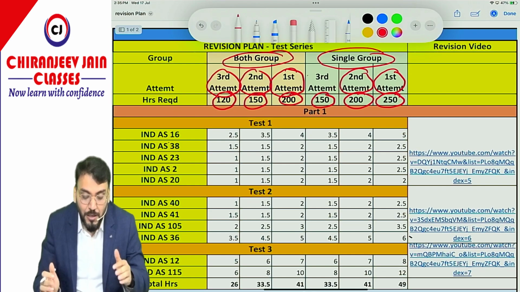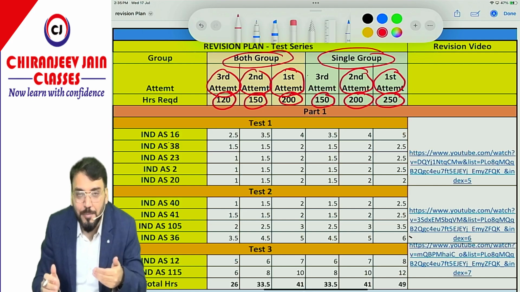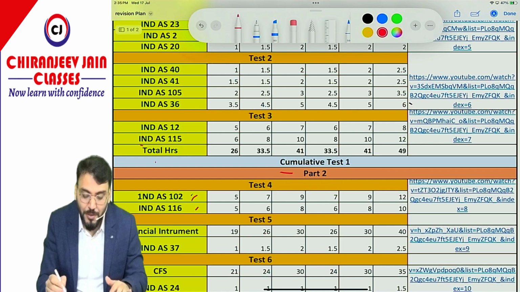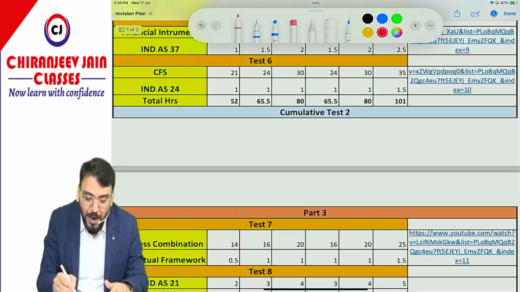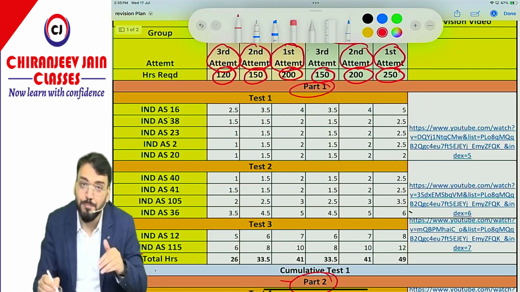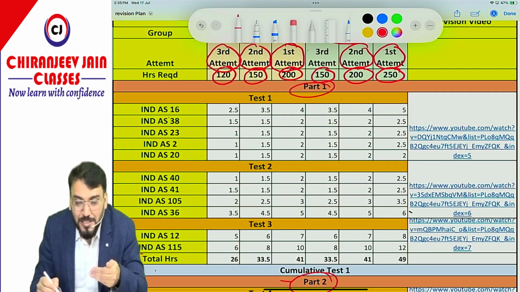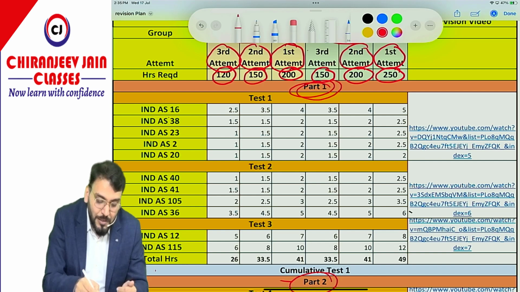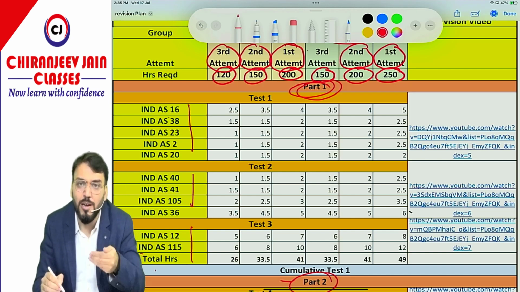Now, the entire revision plan I have divided into three categories: part 1, part 2, part 3. Each part I have divided into three sub parts. You can see part 1 has sub part 1, 2 and 3, and similarly for part 2 and part 3.